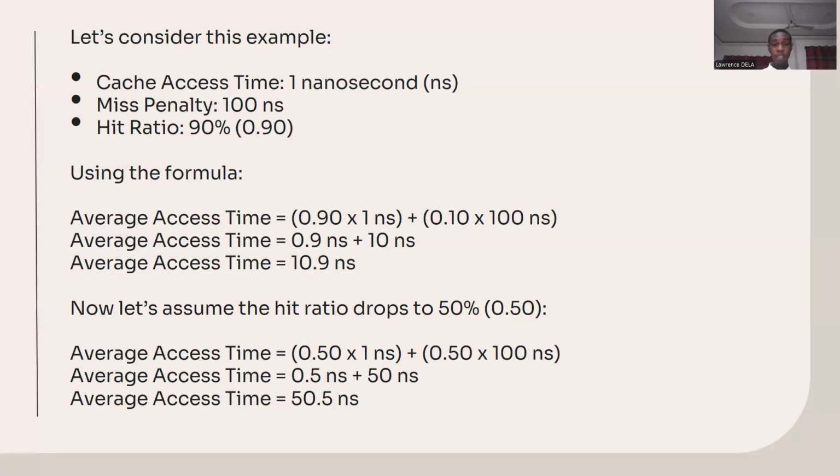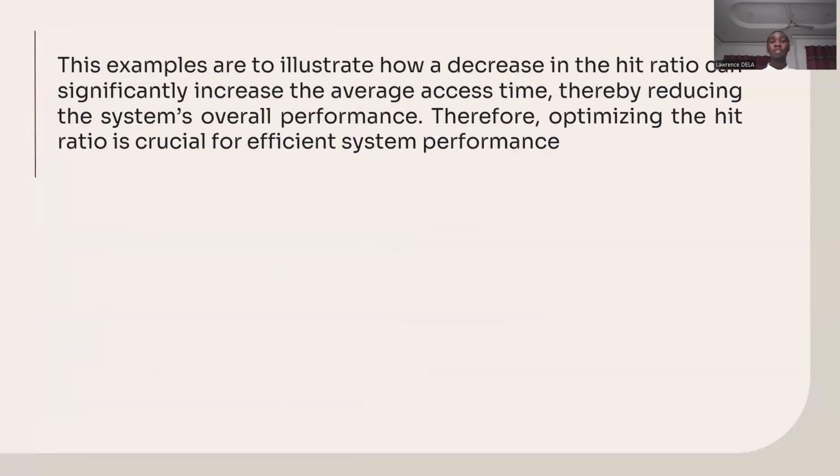And same here, the formula explains itself, so easy to understand. These examples illustrate how a decrease in the hit ratio can significantly increase the average access time, thereby reducing the system's overall performance. Therefore, optimizing the hit ratio is crucial for efficient system performance. So I'll close the docket on this chapter, and I'll hand over to my next colleague who will take us through the benefits of cache memory.